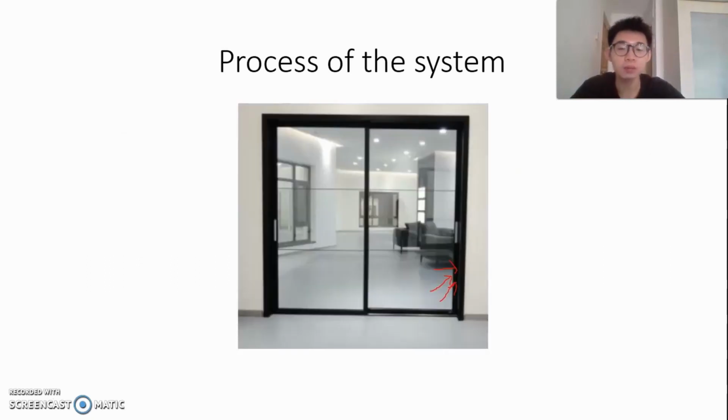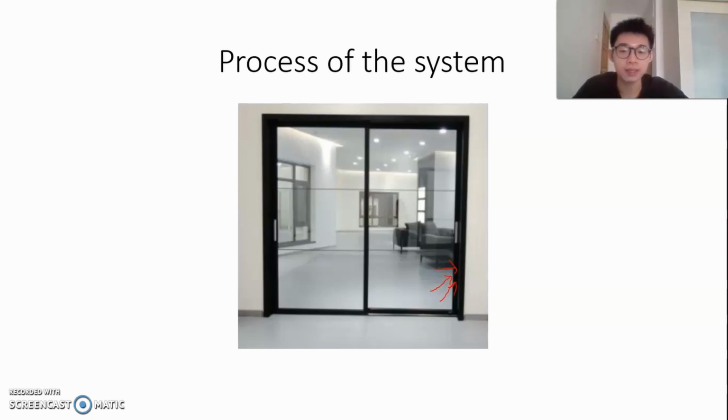Okay, so basically there are two sensors. The first sensor is the human people sensor, which I mentioned earlier. The other one is the sliding door sensor, which is installed at the frame of the sliding door, as you can see here at the right side of the picture shown by the arrow.